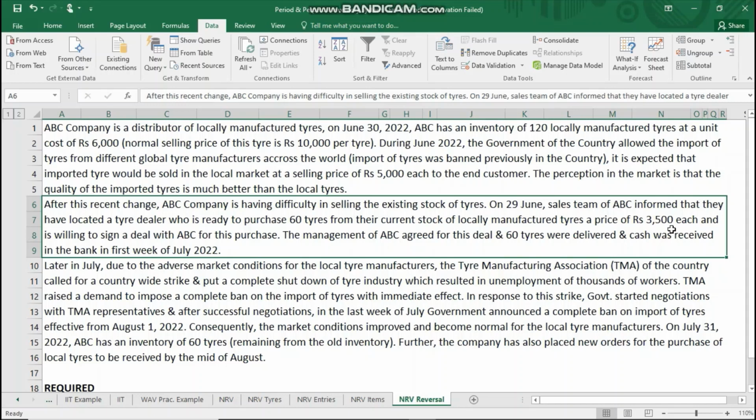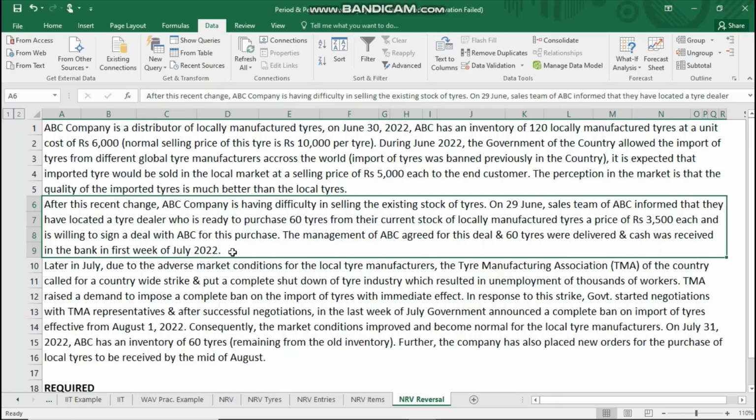Okay, so 3,500 is the selling price at which half of their current stock can be sold. Okay, let's see further. The management of ABC agreed for this deal, and 60 tires were delivered and cash was received in the bank during the first week of July 2022.